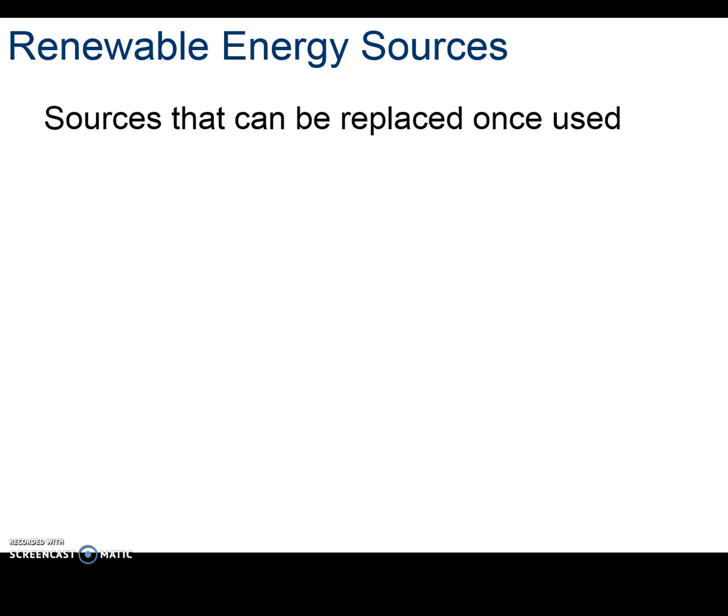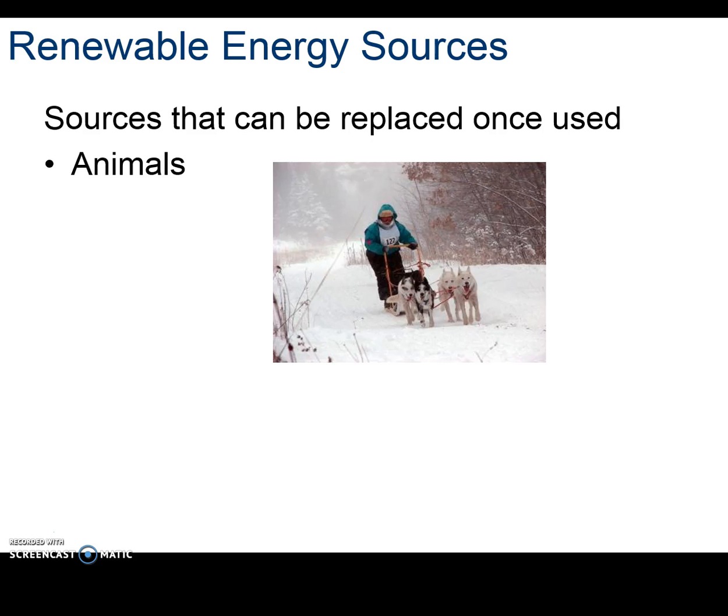Renewable energy sources are the opposite of non-renewable energy sources. Renewable energy sources can be easily replaced after being used. One example of renewable energy is an animal. Humans have been using animals to do work for thousands of years. For example, the dogs in this picture are pulling a sled. Here the dogs are quite literally working. They are applying a force to move the sled.